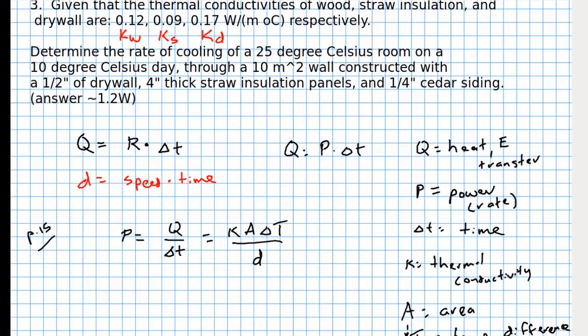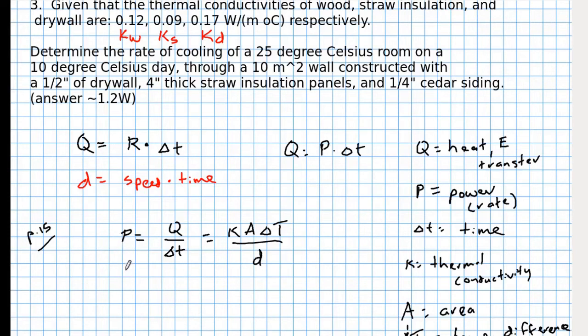Okay, and then there's one more piece. The D is the thickness or distance of the material. And I think it would make sense that a thicker material is going to transfer energy less easily, and a thinner material will transfer energy more easily.